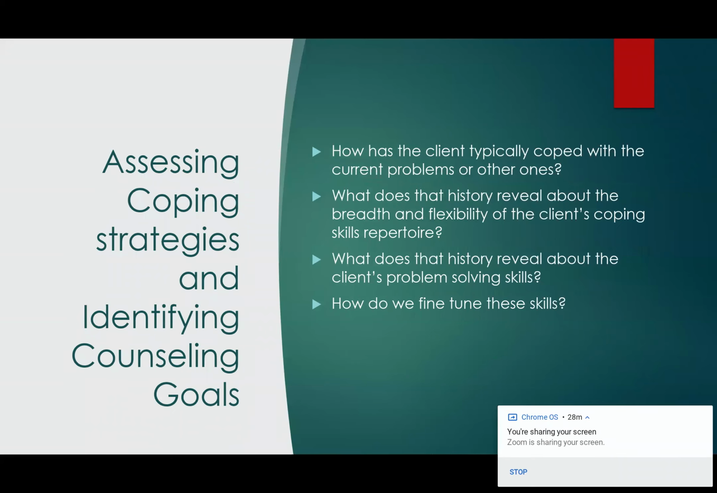We also want to, again, assess coping strategies and identify goals. So how has the client typically coped with the current problems or other ones? What does that history reveal about the flexibility and breadth of the client's coping skills? What does that history reveal about problem solving? And how do we fine-tune these skills? Okay, how do we fine-tune them or transform them to be more effective?